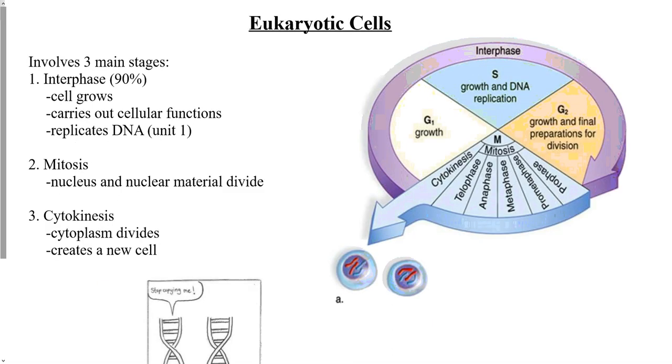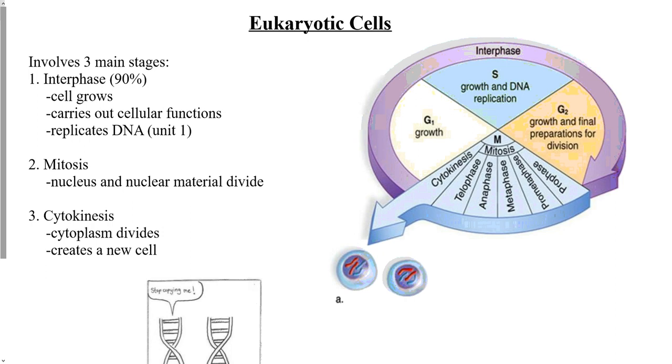Now, unfortunately, it's not so simple in eukaryotic cells. We go through this cell cycle, okay? It involves three main stages. There's interphase, and when we did this in grade 9, we just talked about interphase, it's just growing. But it's actually quite complicated, okay? So interphase is 90% of a cell's life cycle. It's where the cell grows, it carries out cellular functions, and it replicates DNA.